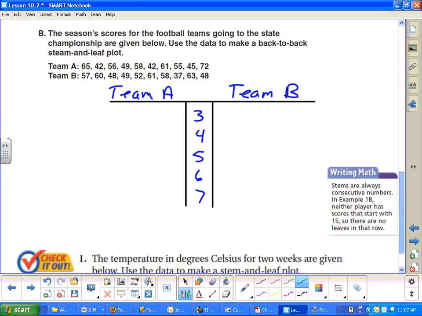Okay, so we'll start with Team A. Whenever you're working on a back-to-back stem and leaf plot, we always work from the middle out. So the smaller numbers are going to go closer to the line. For Team A then, we have 42, 42, 45, and 49. So we need 2, 2, 5, and 9.